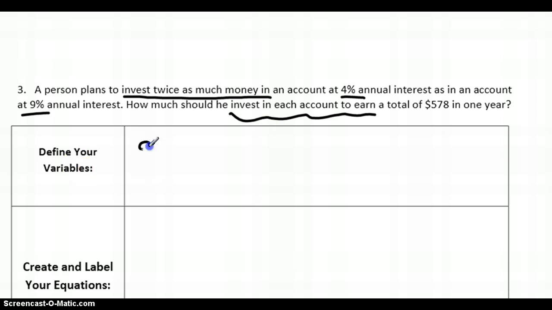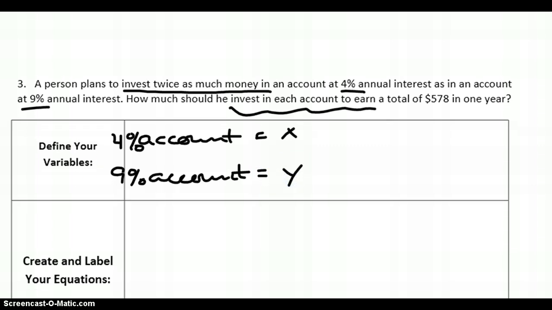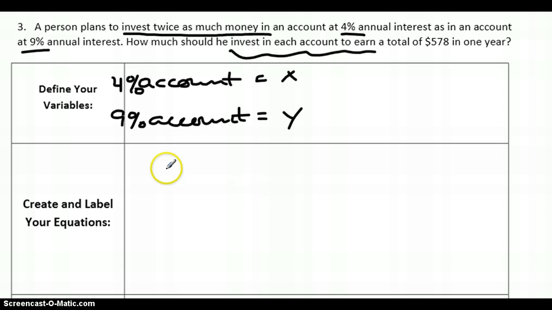Okay, so I have two accounts. I've got the 4% account, and I've got the 9% account. We're just going to give each of those a letter. We'll say the 4% gets to be x, the 9% gets to be y. I'm just defining my variables, so when I use x and y later, I know what they stand for. The person plans to invest twice as much money in the 4% account as in the 9% account. So the amount of money in the 4% account is going to be twice the amount of money in the 9% account. Okay, so that's my first equation.